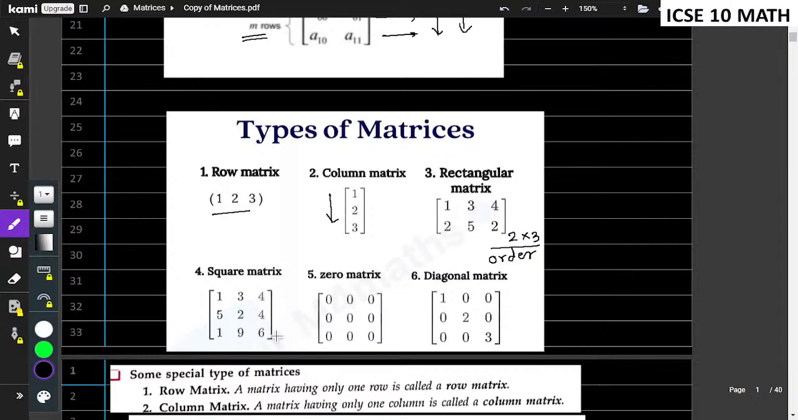Can you guess what the order is here? There are 3 rows and 3 columns. If you see the previous ones, here we have 1 row, so 1 into 3. For the column matrix it was 3 into 1, because there are 3 rows and 1 column. The zero matrix is again a 3 by 3 matrix, but all the numbers are 0. And what's changed in the diagonal matrix? The numbers are placed along the diagonal.